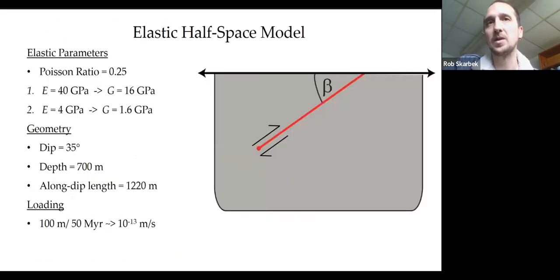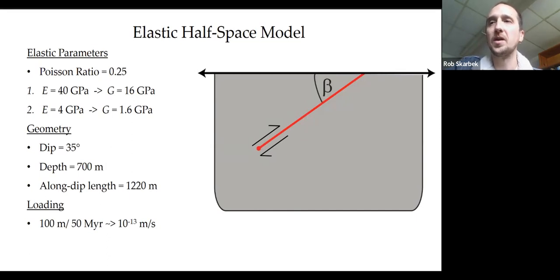I did 2 demo simulations for you. So here's how I set these simulations up. They have identical geometries and loading conditions and frictional properties. And the only thing I changed was I did one simulation with a 16 GPa shear modulus and one with a 1.6 GPa shear modulus. And so I chose a dip of 35 degrees and a depth of 700 meters. And so that gives them a long dip fault length of about 1,220 meters.